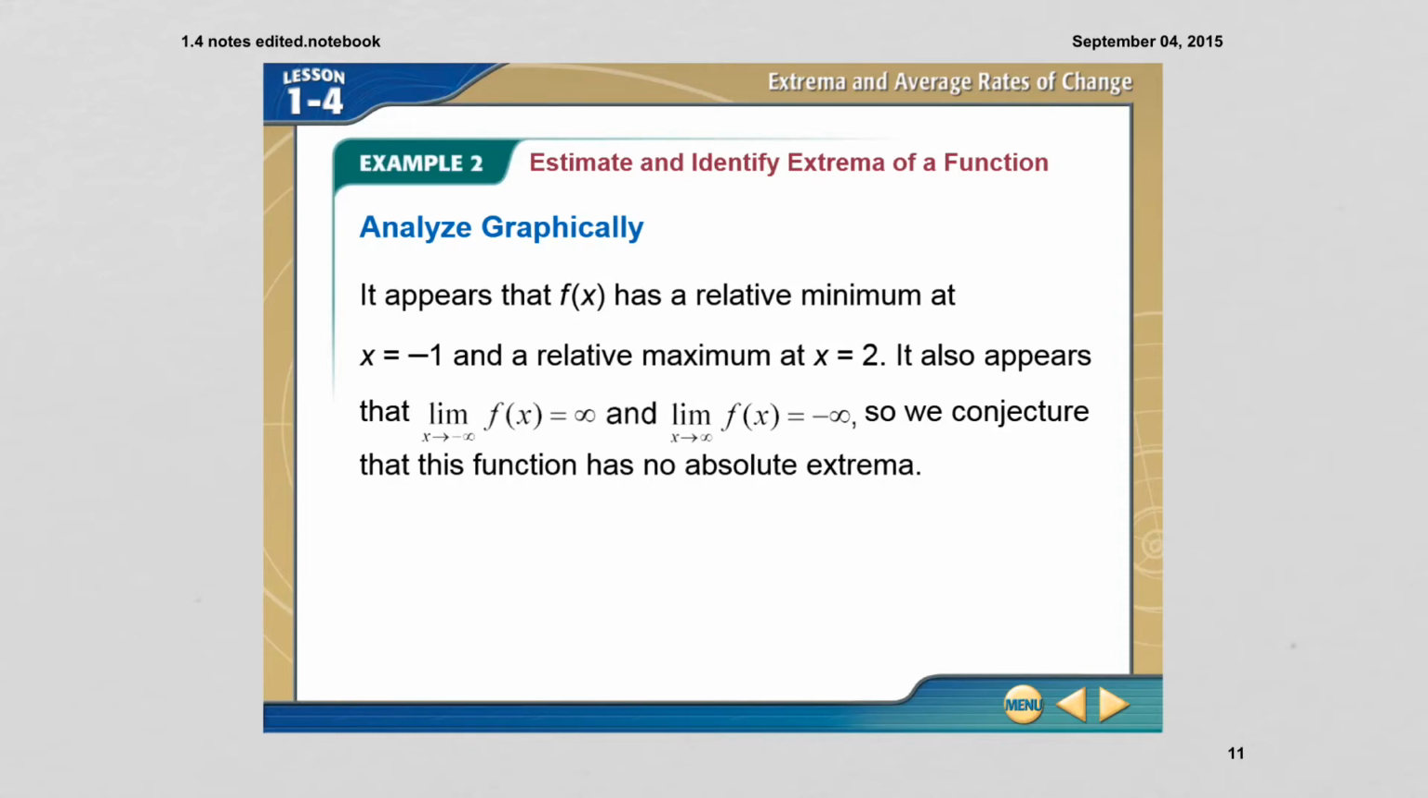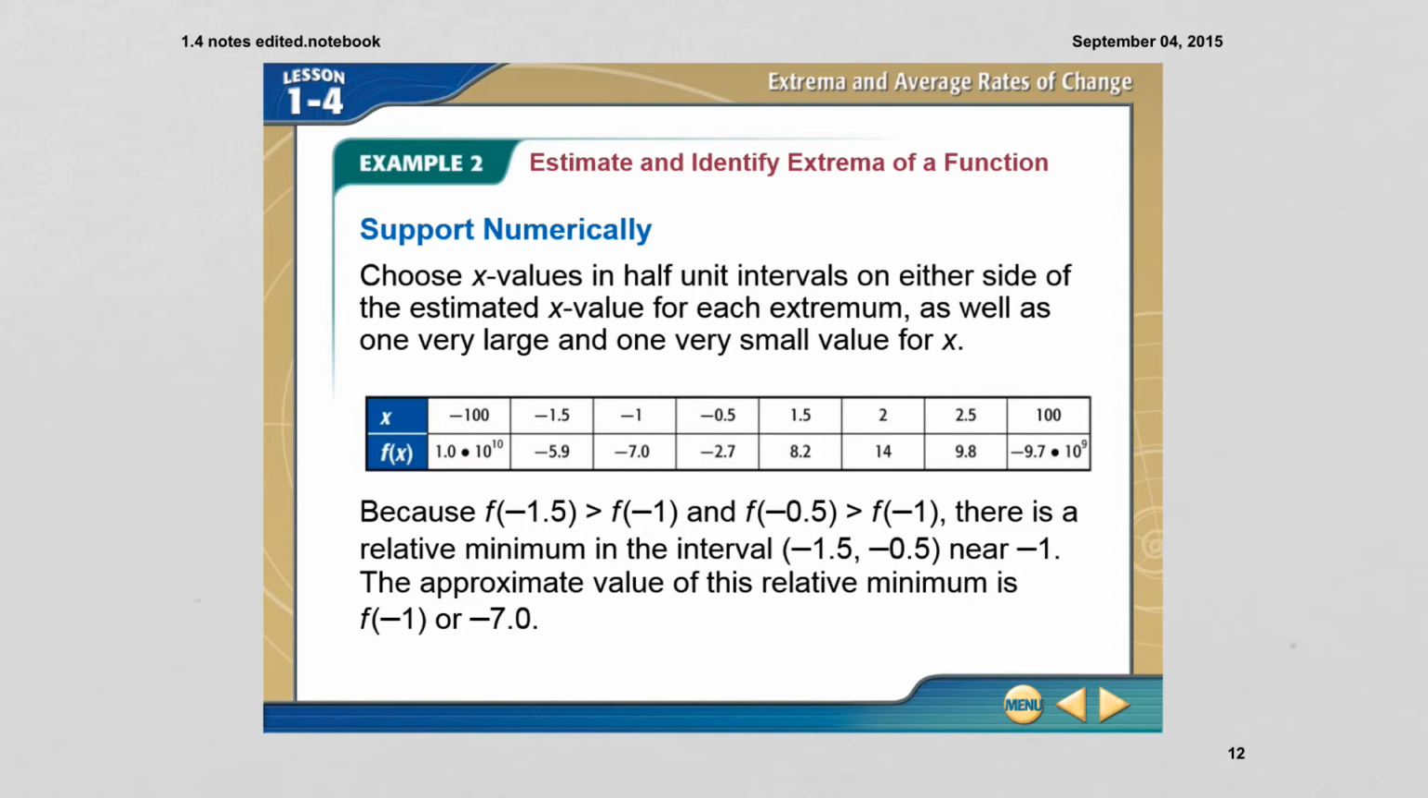And here we see the analysis that we just spoke about. Okay, here's our support for our analysis. We're going to choose values of x in half-unit intervals on either side of the estimated x value for each extrema, as well as one very large and one very small value for x. And we're talking about -100. That's a very small value for x, -100, and +100, a very large value for x. Then we're going to look around the points, which were -1 and +2, and see what's going on.